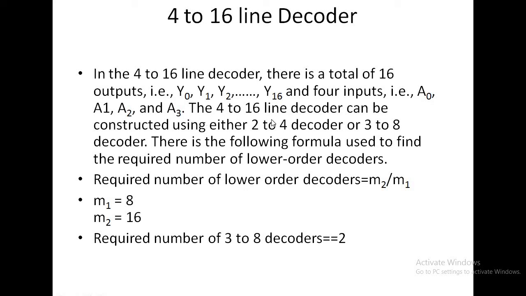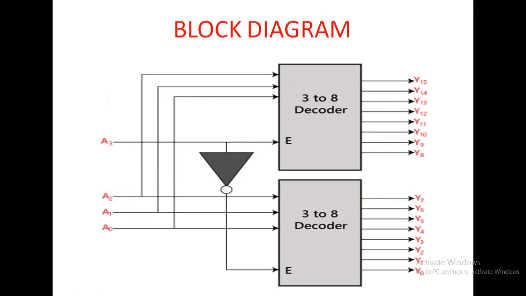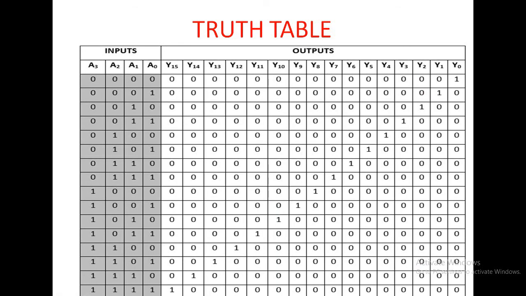The 4 to 16 line decoder can be constructed using either 2 to 4 decoders or 3 to 8 decoders. There is the following formula used to find the required number of lower order decoders. Required number of lower order decoders is M2 divided by M1. Here M1 is equal to 8 and M2 is equal to 16. So 16 divided by 8 is 2. So the number of 3 to 8 line decoders required is equal to 2. Okay, two 3 to 8 decoders constitute a 4 to 16 decoder. Okay, so this is the truth table.